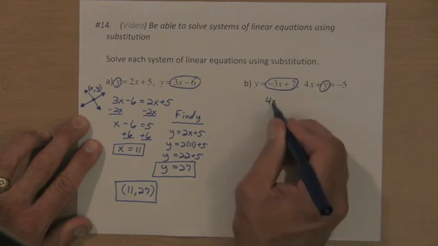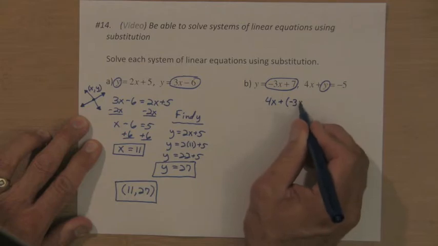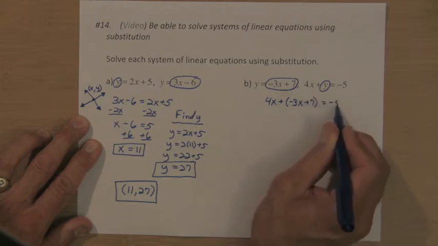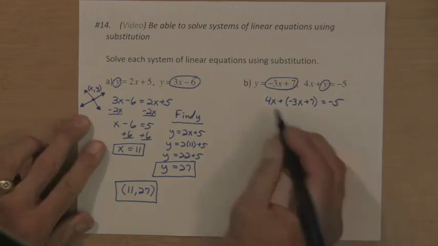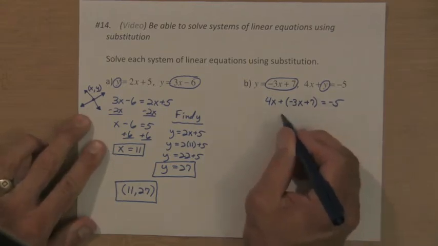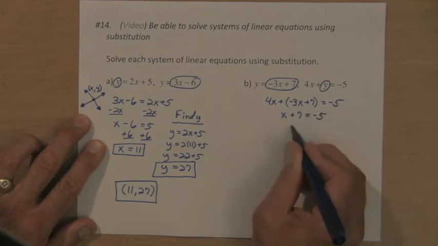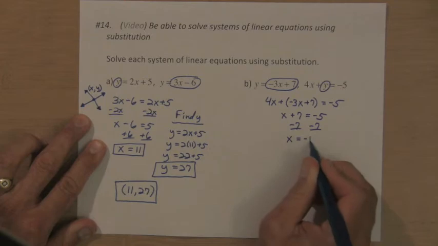So I recopy that second equation, but instead of writing down 4x plus y, I'm going to write 4x plus negative 3x plus 7 equals negative 5. So I substitute what y equals from the first equation into the second equation. Now I have just x to simplify. 4x minus 3x is x. I have x plus 7 equals negative 5. To solve for x, subtract 7 from both sides. I get x equals negative 12.